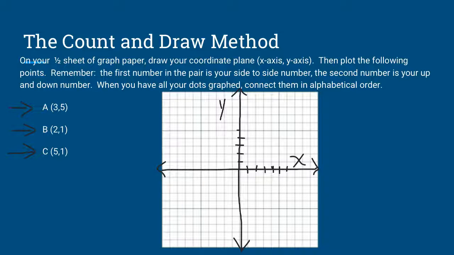All right, so A is sitting at over 3, over to the right 3, 1, 2, 3, and up 5, 1, 2, 3, 4, 5. I'm going to plot my point. I'm going to call it A. I want you to plot all 3 points on your paper. Pause me while you're working, and then come back for checking.